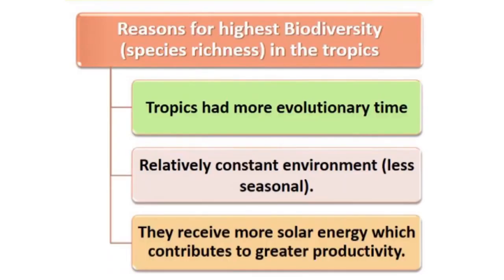As we are saying, the tropics have more biodiversity. Those are biodiversity rich areas, or you can say more species richness. Okay, so what are the reasons for species richness in the tropics? The first reason is that tropics had more evolutionary time. Speciation is generally a function of time. Speciation means formation of new species, and formation of new species occurs with time, right?